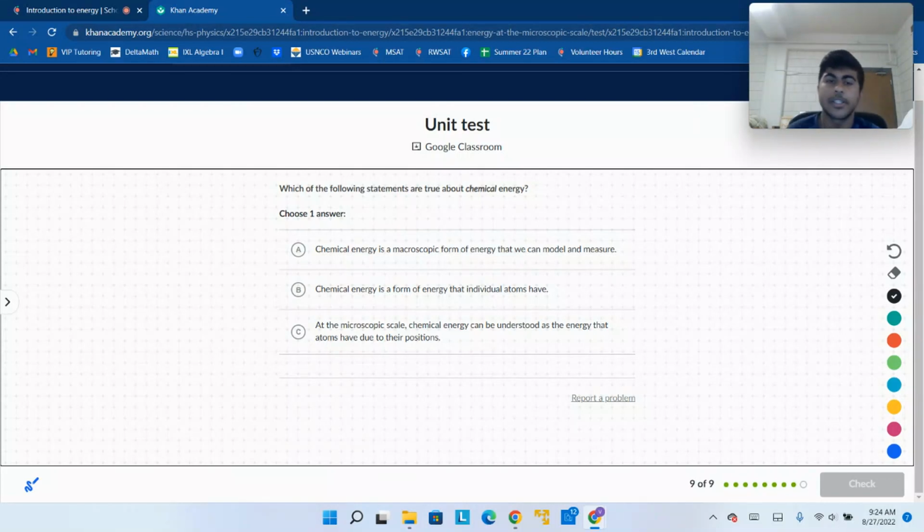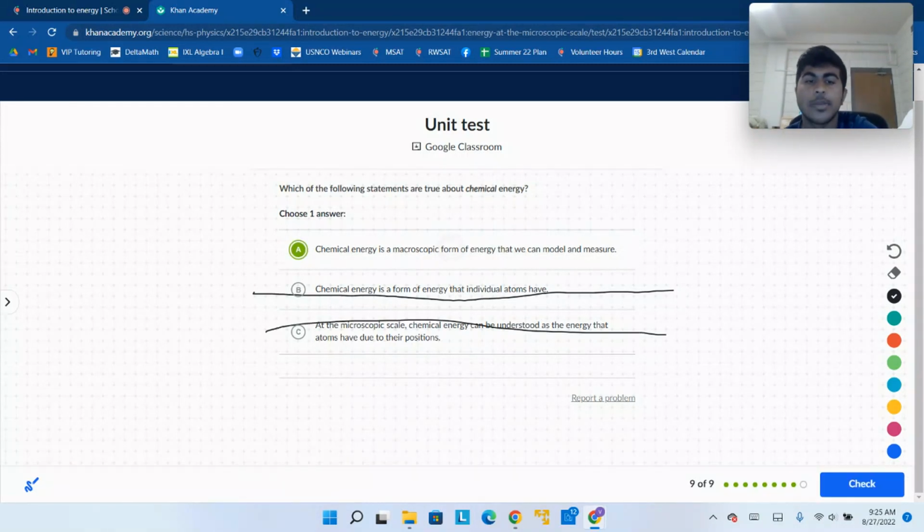Okay, so chemical energy. What is chemical energy? Chemical energy is a kind of macroscopic form of electrical potential energy. It's really just electrical potential energy scaled down because it's the energy between bonds, energy stored in those bonds. So it's not going to be a form of energy that individual atoms have because it's stored in the bonds. At the microscopic scale, chemical energy can be understood as the energy that atoms have due to their positions. Well, it's stored in the bonds. The bonds are what contain chemical energy, not the atoms. So atoms don't have chemical energy. The bonds have stored chemical energy. So this is also going to be incorrect, and our answer is going to be choice A.